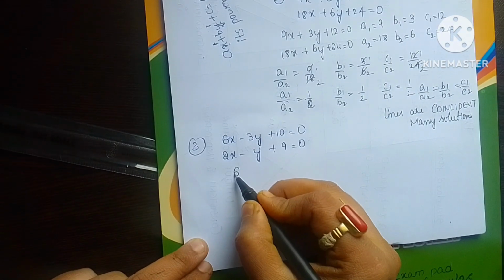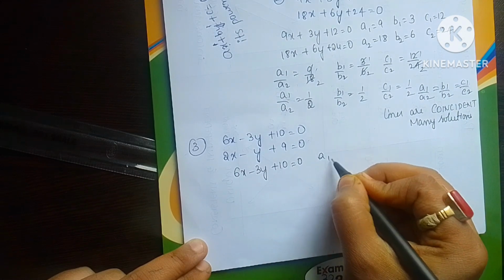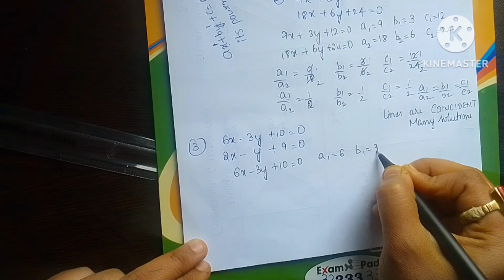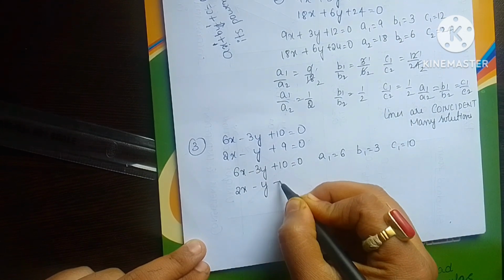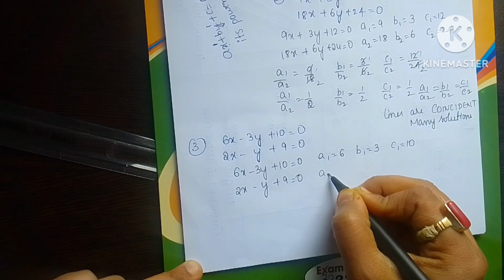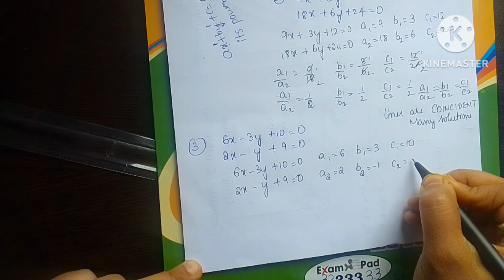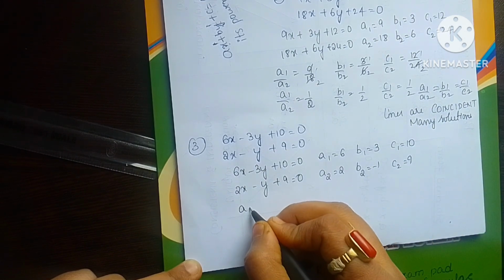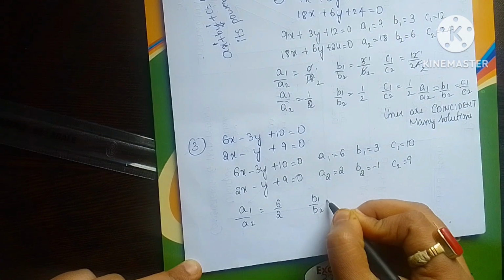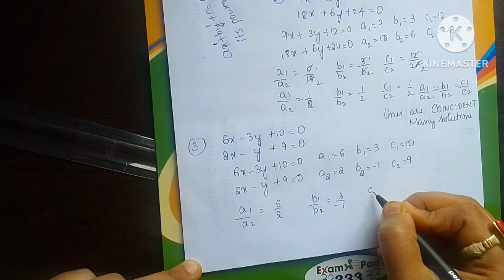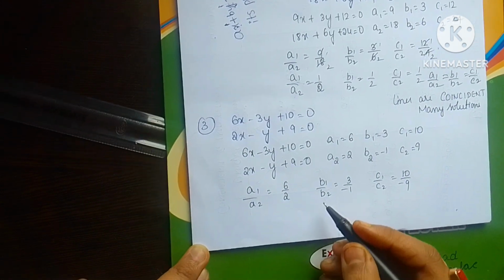The next question is 6x minus 3y plus 10 equals 0. Here a1 is 6, b1 is minus 3, c1 is 10. And 2x minus y plus 9 equals 0, so a2 is 2, b2 is minus 1, c2 is 9. Now we will do a1 by a2: 6 by 2, b1 by b2: minus 3 by minus 1, c1 by c2: 10 by 9.